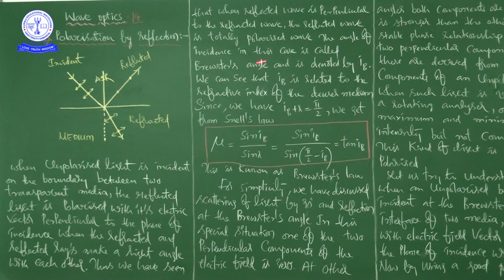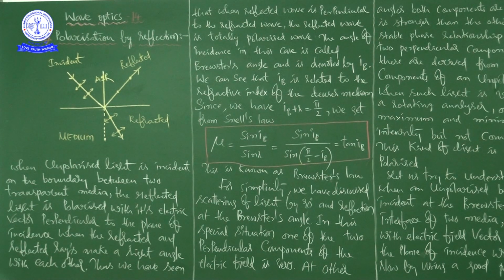Okay, see here. The angle of incidence in this case is called Brewster's angle and is denoted by IB, right? We can see that IB is related to the refractive index of the denser medium, right? So this we discussed in our previous chapter, ray optics. So what is the angle of refraction and what is the angle of incidence, right? And what is the relation, what is the second law of refraction?